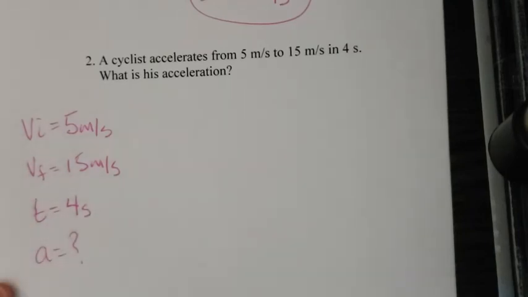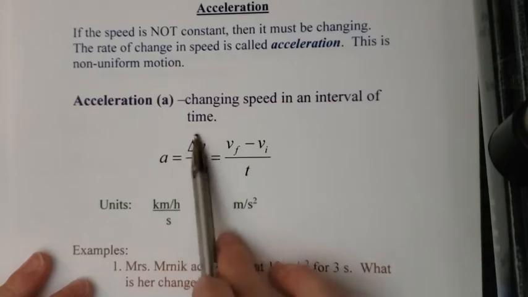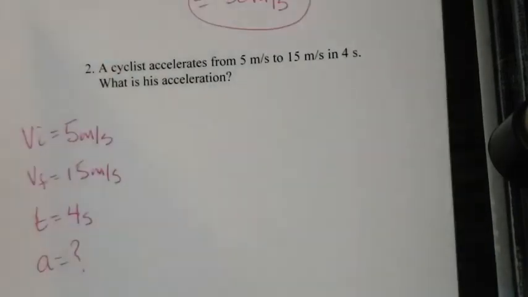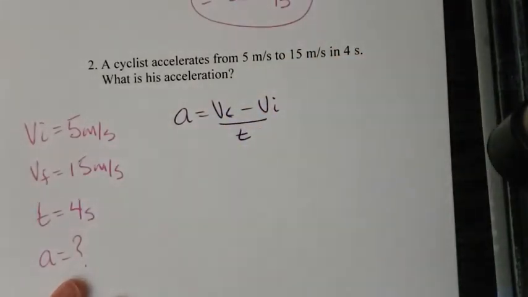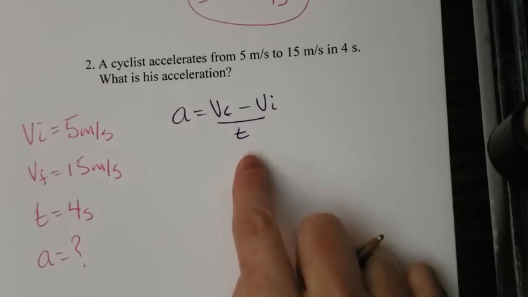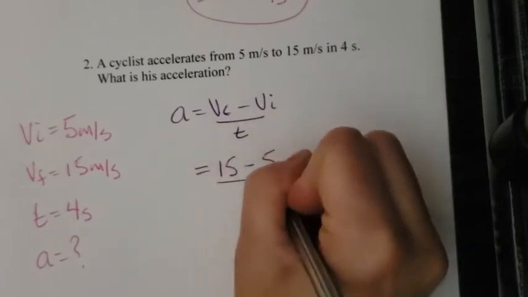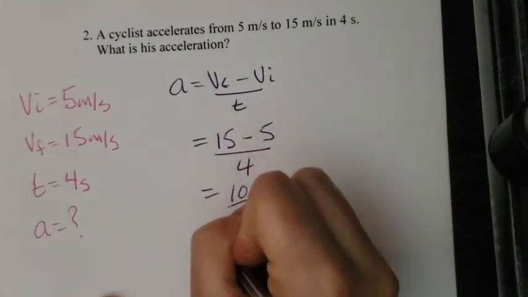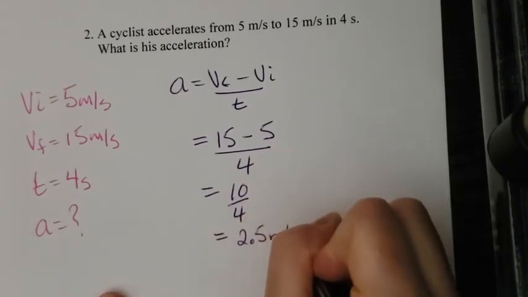Well, we know two formulas. We know V equals D over T, but that's uniform motion. I can't use that here. So I must use one of my acceleration formulas. So this time I wasn't given the change in speed, but I was given the final and the initial speeds. So I'm going to use this part of the formula. And you would simply just write down A is equal to VF minus VI divided by T. I'm looking for A, so there's no need to rearrange this time. I could just put in what I know. So the VF is 15 minus 5 divided by 4. 15 minus 5 is 10, so 10 divided by 4. I put that into my calculator, and I end up with 2.5, and the units will be meters per second squared.